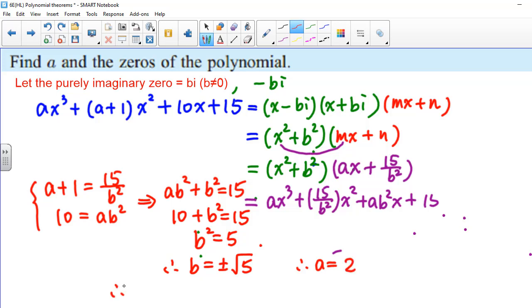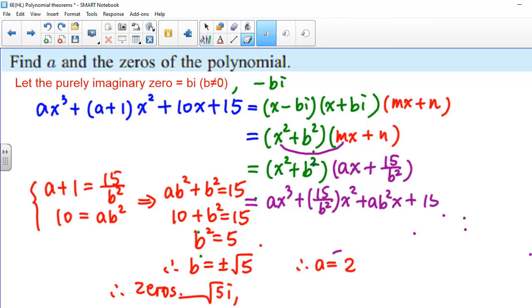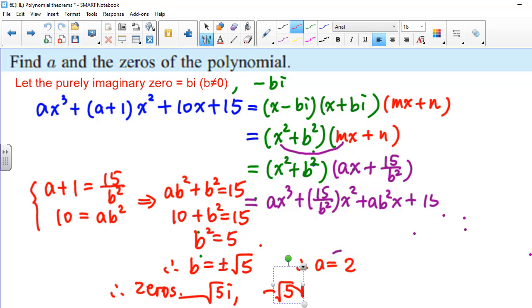Therefore, the original cubic polynomial should have those three zeros. One is positive root 5i, negative root 5i. This is the second one. And the last one should be 2x plus 15 over 5, which is 3. So the last one should be negative 3 over 2.